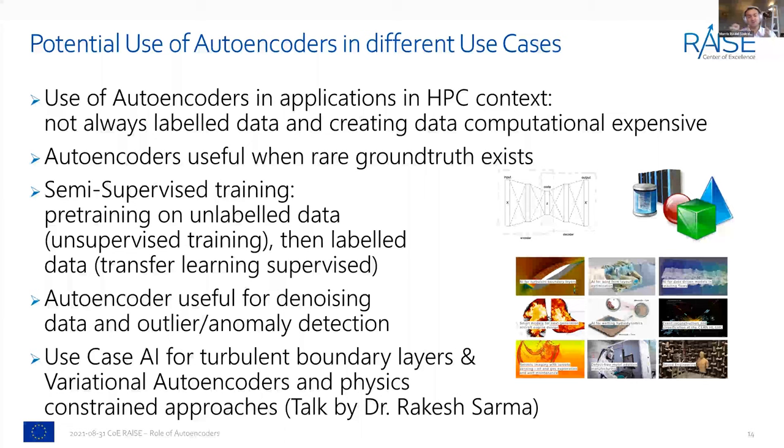So we use it for semi-supervised training, because we combine unsupervised with supervised, that's why it's called semi-supervised, or we use it for outlier and anomaly detection. We see more use cases with constraints and the variational autoencoders in physics, when Rakesh is talking. I think this already shows you that the different use cases can make use of autoencoders in different ways. And we will probably also inform you in another seminar, perhaps more towards the end of the project or in the second half, how we adopted these autoencoders in practice in RAISE.